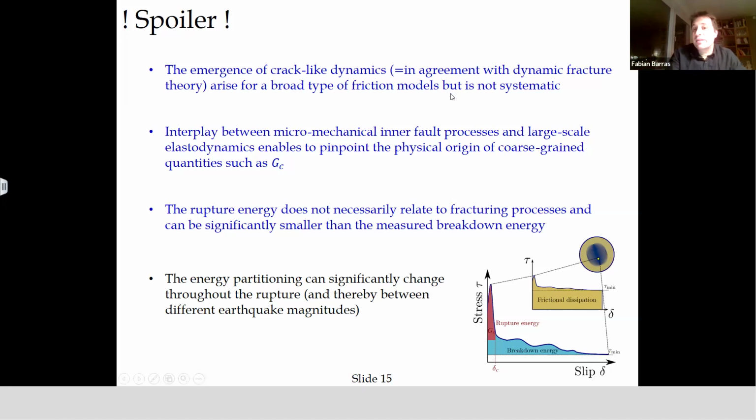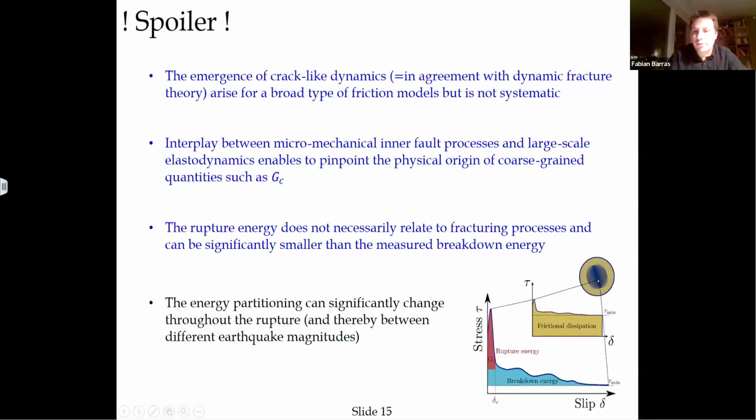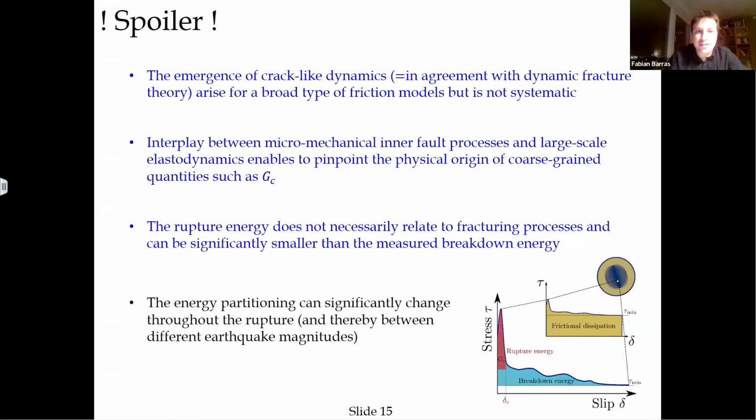I also see that it's not systematic, but when the system is freely able to evolve, like in the case of localization, if we allow localization, the system will tend to produce this dynamic fracture or brittle ruptures. And I think the physical explanation behind it is that it's an inefficient way to break the fault. It causes an embrittlement of the fault by this very sharp drop of the stress-bearing capacity.